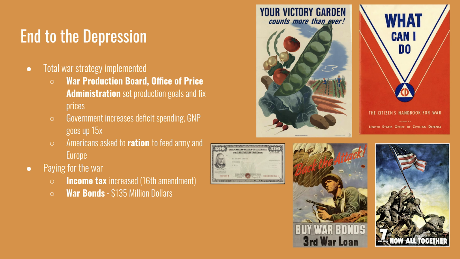The War Production Board and the Office of Price Administration were created to set production goals and to fix prices for consumers. They took the profit motive away from production and instead focused on having enough to win the war.